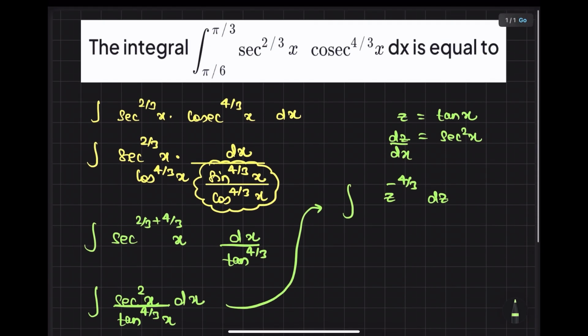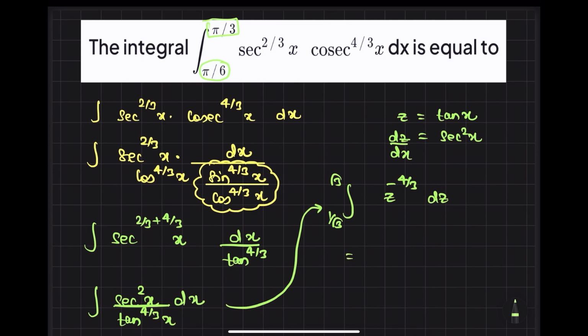Now, you know that if you assume anything as z, your limits get manipulated. Suppose the lower limit is pi by 6, meaning 30 degrees. So tan 30 is 1 by root 3. Then the upper limit is 60 degrees, so we got root 3. Now let's do the integration.